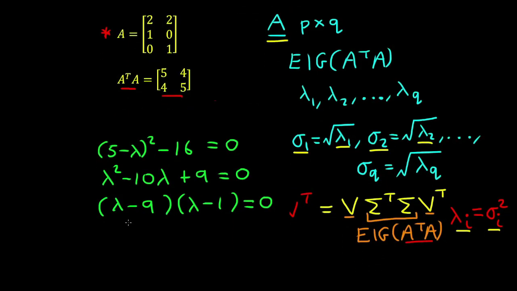And therefore the eigenvalues of A transpose A are lambda 1 is equal to 9 and lambda 2 is equal to 1. So therefore the singular values of A are sigma 1 is equal to root lambda 1, which is 3, and sigma 2 is equal to root lambda 2, which is 1.